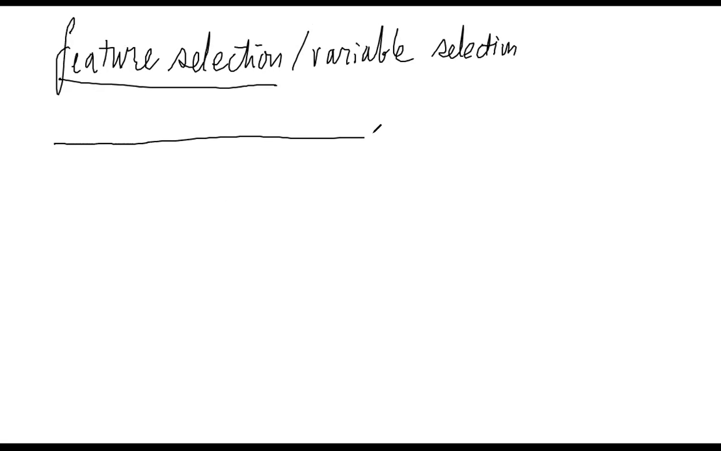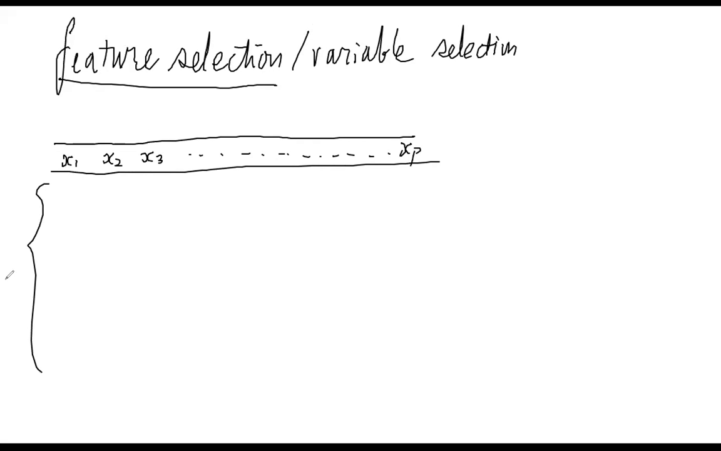We have feature selection. Feature selection, or you could also call it variable selection. Now, your data set, this is your data set, and these are your variables. You may actually have p variables, and these are your samples.